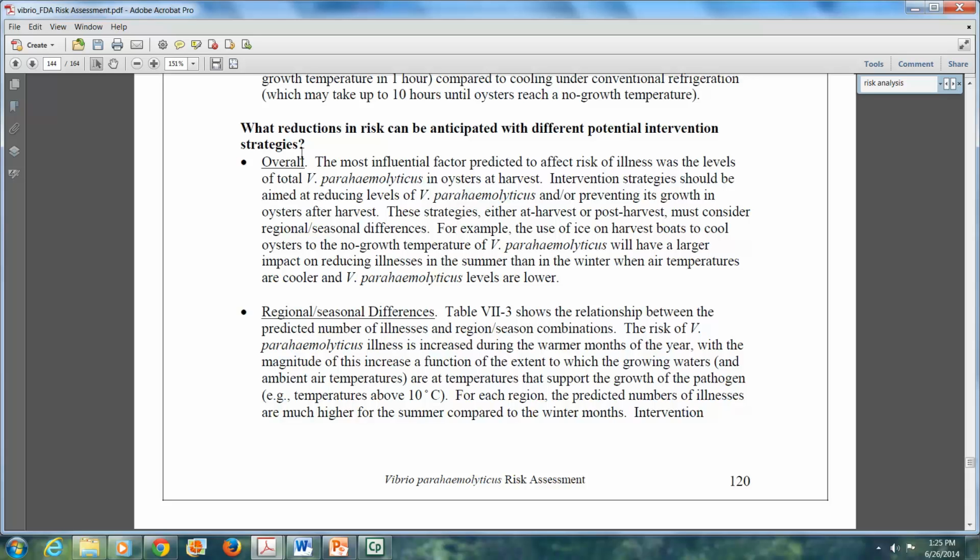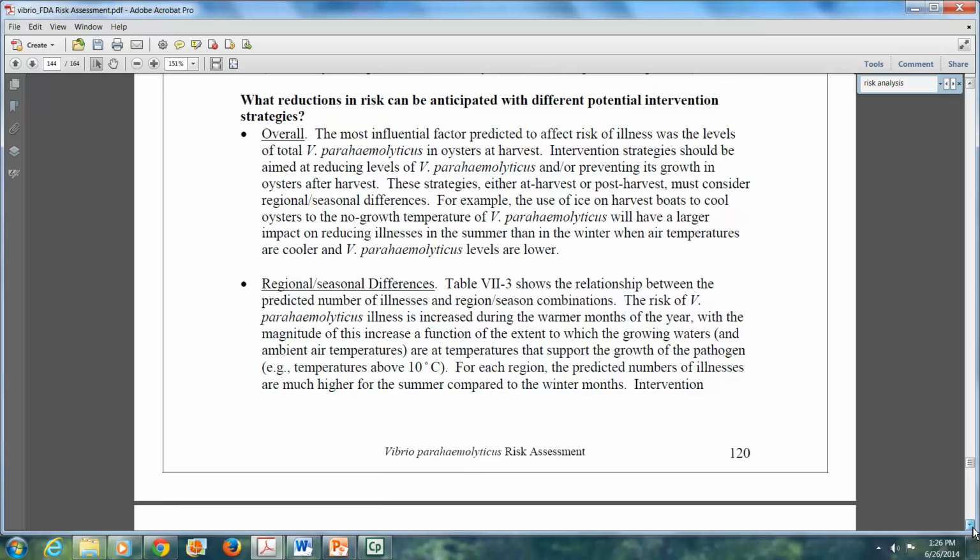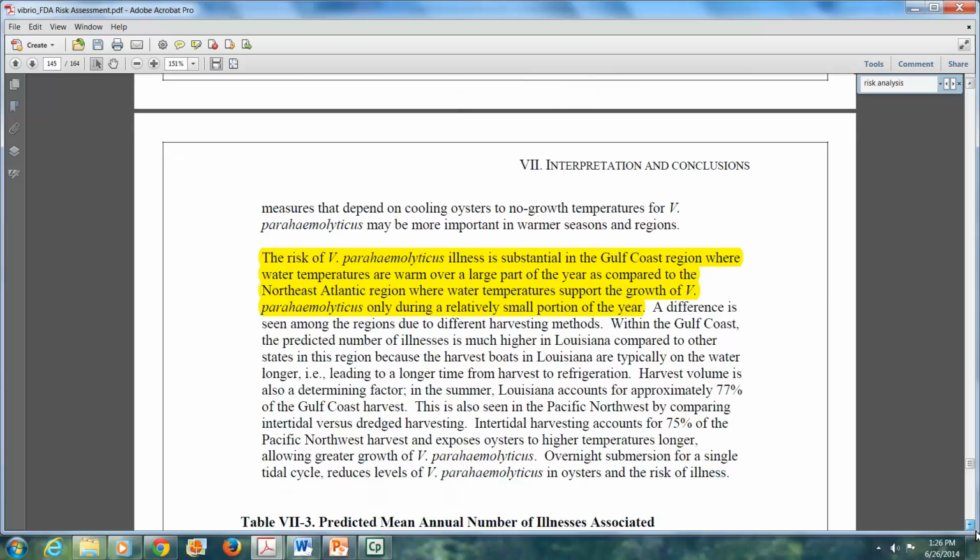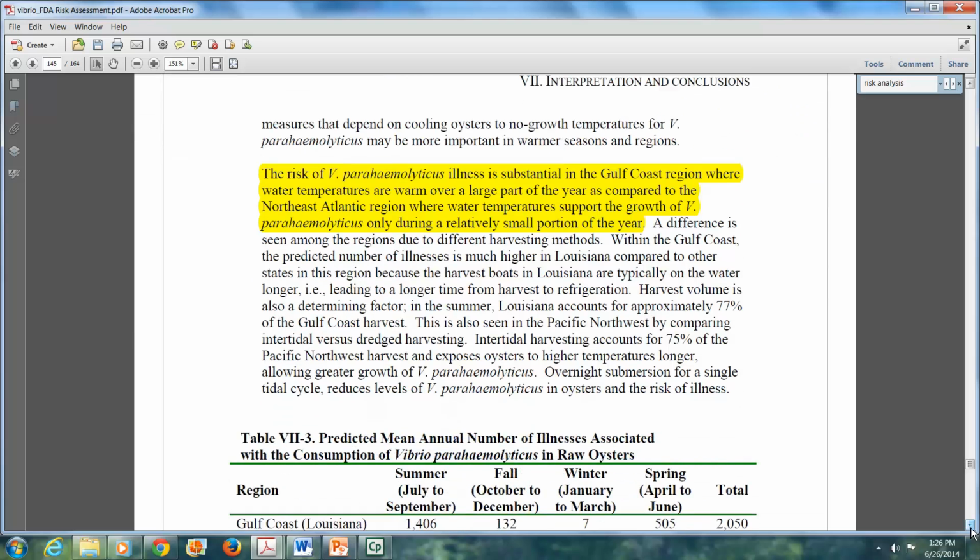If we begin here with the overall, the most influential factor predicted to affect risk of illness was the levels of total Vibrio parahaemolyticus in oysters at the time of harvest. Intervention strategies should be aimed at reducing levels of Vibrio parahaemolyticus and/or preventing its growth in oysters after the harvest. So if you read on, scrolling down, you'll see that the risk of Vibrio is considered substantial.